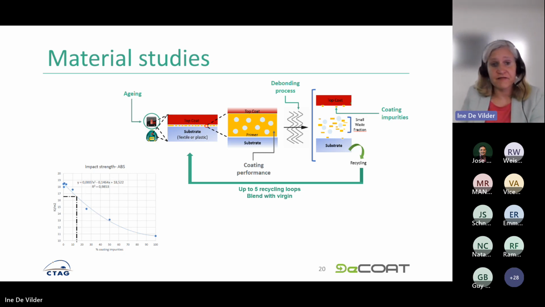And then, of course, we do quite some recycling loops. So we have up to 5 loops for certain parts where we always do the painting or coating. We do the debonding, we do the reprocessing, we have like the pellets. And again, we go for the starting point and we do 5 loops of these. And then we blend it also with virgin material.